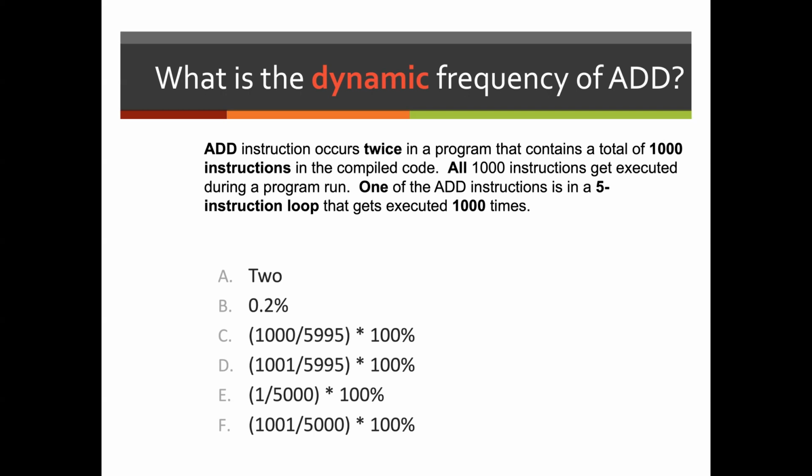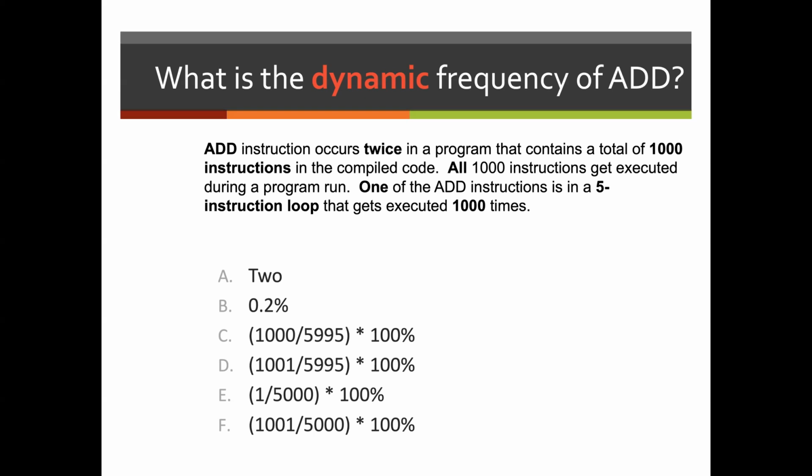And so let's consider how many add instructions are executed during the program run. We know that we have 2 instructions in the program, but how many times are they executed? Let's consider that 1 instruction is in a 5-instruction loop that gets executed 1,000 times. So how many times is the add instruction being executed? It just says 1 add, so that means it's going to execute 1,000 times in that loop.